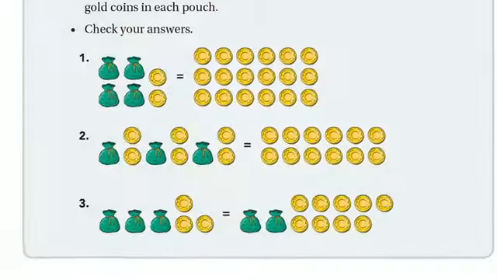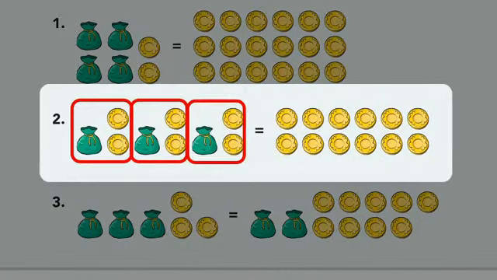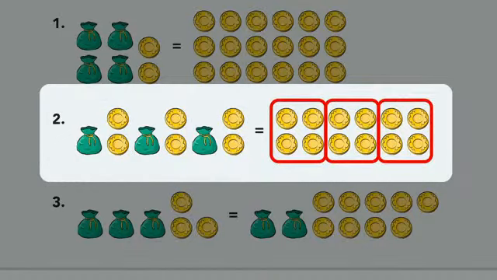On the left side, there's 3 groups of these pouches, and there's 3 groups of 2 coins. And then on the right-hand side, we could take the value of all those coins there, and we could have 3 groups of 4 coins. This gives us another way for kids to see the distributive property.